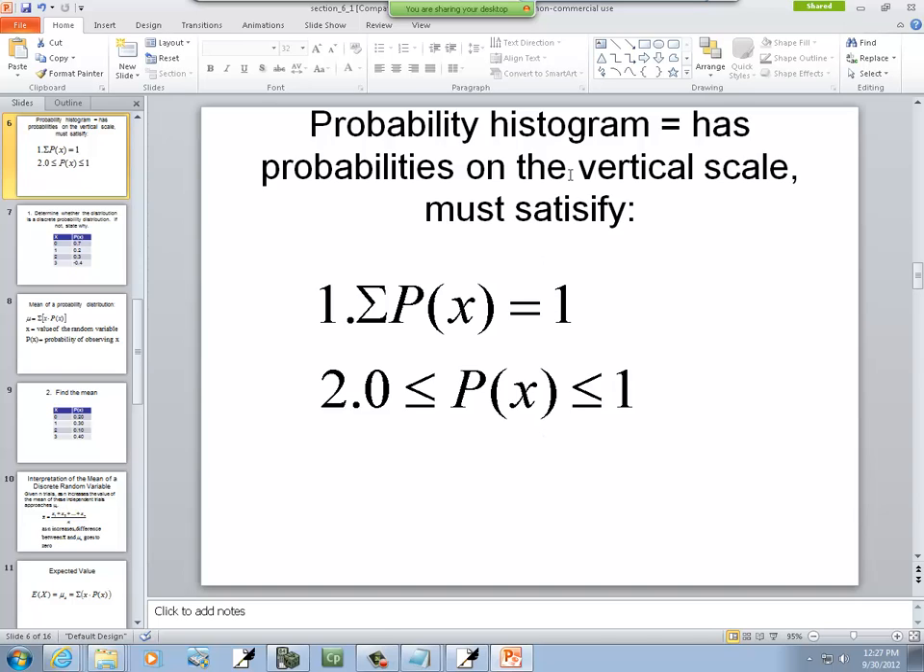And this is referring to the histogram, but has probabilities on a vertical scale that must satisfy. Remember, all of your probabilities add up to 1. And then all of your probabilities must be between 0 and 1.